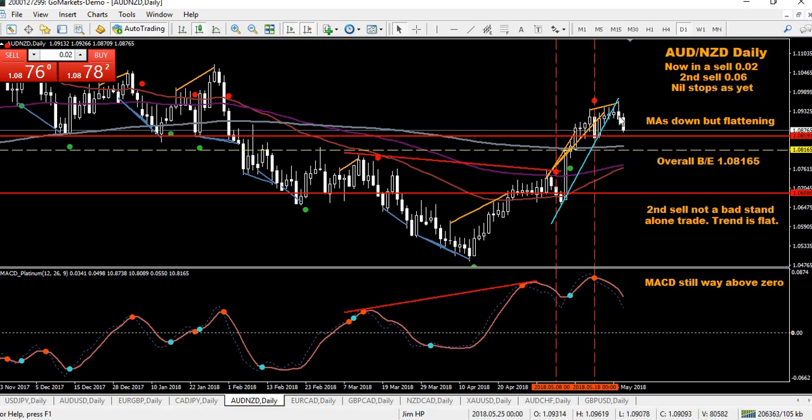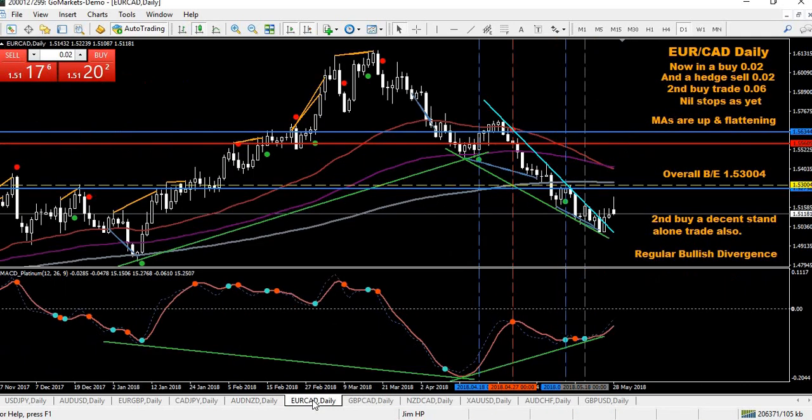Look, I could have taken another sell trade up here, and it would have brought my overall break-even level up, but I'm just going to try and ride it down to that yellow line there. We're still way above the zero level in the MACD, so I'm pretty happy with this so far. But it's taken a while, and it's always going to roll over, just dragging the chain a bit.